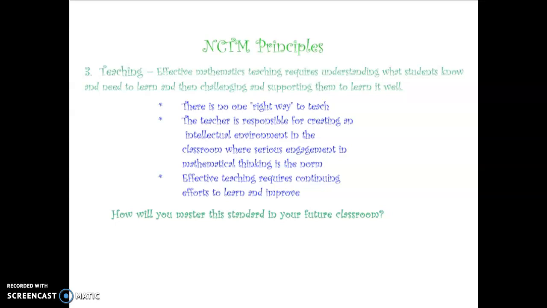All right, the third one is the teaching principle. And there is no one right way to teach. I think that's probably one of the biggest things from this particular one.